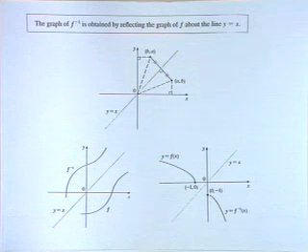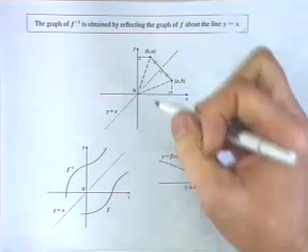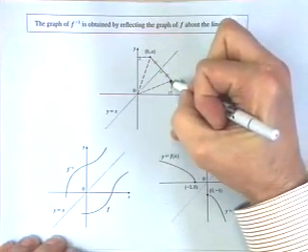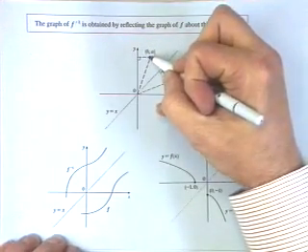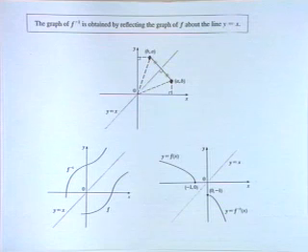Talks about the graphs of the inverse of a function and reflecting a point or reflecting the whole graph about the line y equals x. Here's a point (a, b) and here's its symmetric image on the other side of the line y equals x.